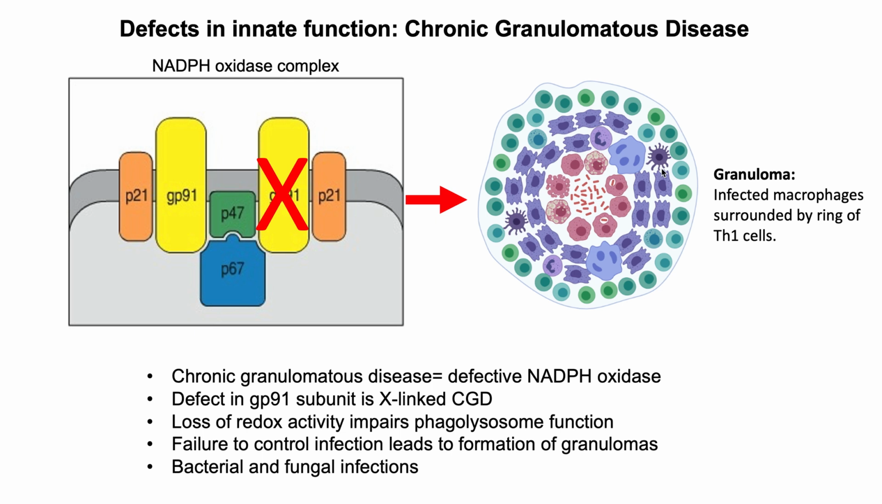And this is a picture of what a granuloma may often look like, which is a pathogen surrounded by a ring of infected macrophages, surrounded by a ring of T cells, and generally an inability to get rid of those pathogens.